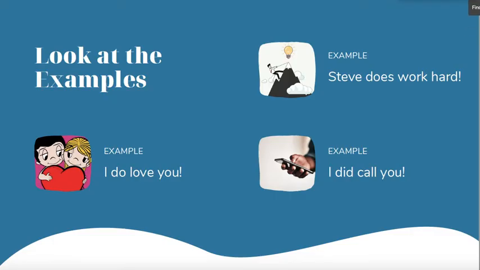Let's look at the examples. I do love you. Steve does work hard. I did call you. I want to give you a moment here and think about what you noticed about how I pronounce these sentences. I do love you. Steve does work hard. I did call you. These sentences are affirmative, right? They are not questions. They are not negative sentences. They are affirmative, which means they're positive.